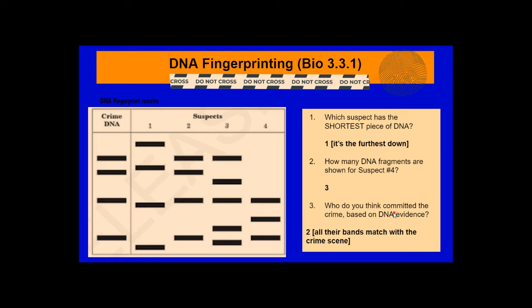So who committed the crime? So you have your crime scene DNA bands here. Notice suspect 2 matches 1, 2, 3, all 4 bands. So that means suspect 2 must have done this crime.